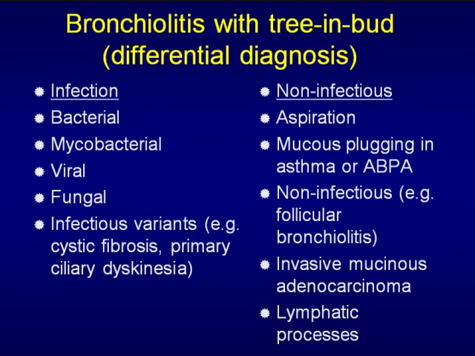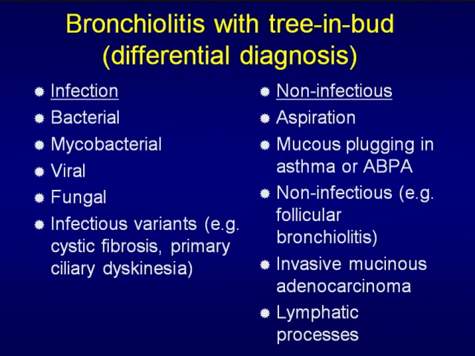There are non-infectious causes which are quite rare. So we usually don't think of these unless there's an important clinical history, with the exception of aspiration, which we've found is a not uncommon cause of tree and bud. But things like allergic bronchopulmonary aspergillosis, so in an asthmatic, you may want to think about that disease.